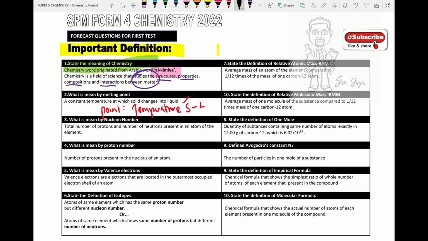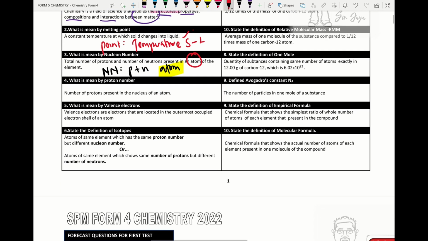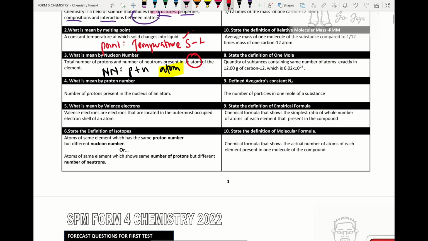Alright, our third definition is nucleon number. The nucleon number is the sum of protons and neutrons that are present in the atom of an element. Students must mention the atom. Alright, so next one, proton number is the number of protons present in the nucleus of an atom. So what is meant by valence electron? The electrons that are located in the outermost occupied electron shell of an atom.